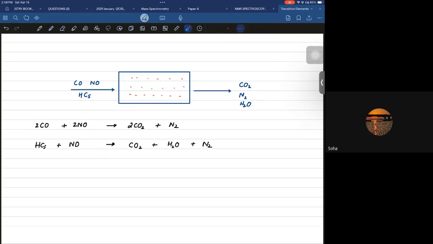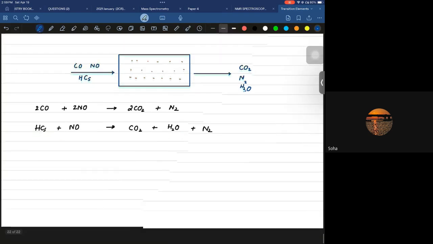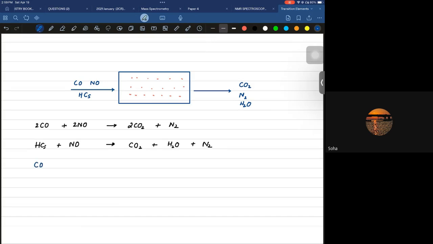Basically, hydrogen and carbons are oxidized. CO is going to react with oxygen and form CO2, or unburnt hydrocarbons are going to react with oxygen and form carbon dioxide and water.